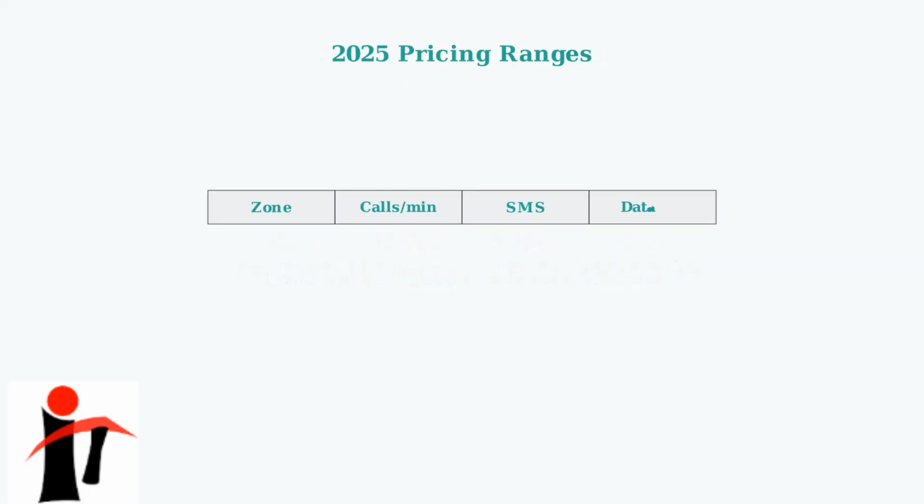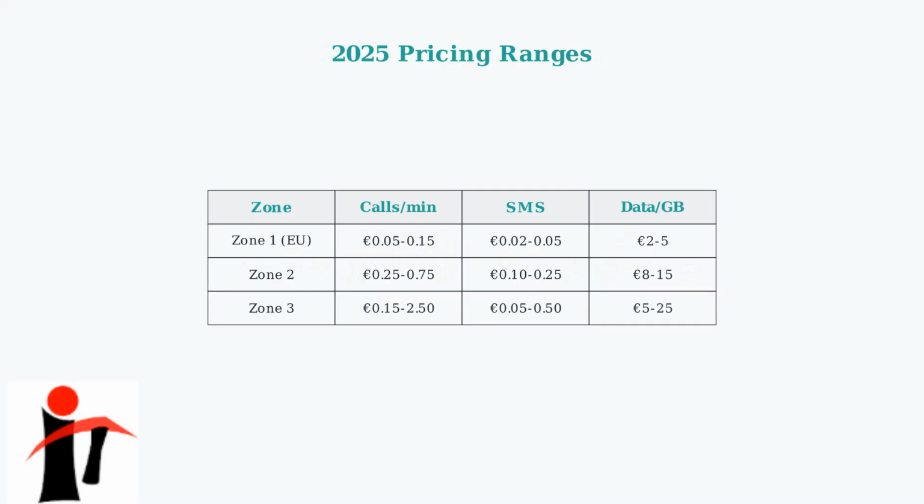Here are the typical pricing ranges for 2025. Zone 1 offers the most affordable rates, with calls from 5 to 15 cents per minute, SMS from 2 to 5 cents, and data from 2 to 5 euros per gigabyte. Zone 2 destinations like the USA and Australia have higher rates, while Zone 3 shows the widest variation, with some countries costing as much as 2.5 euros per minute for calls.